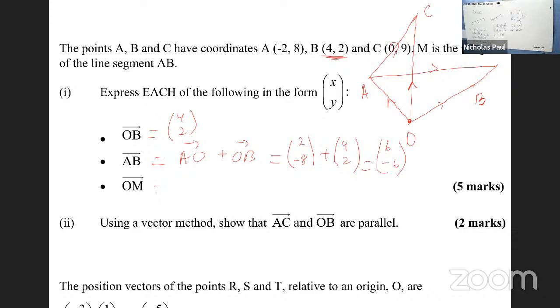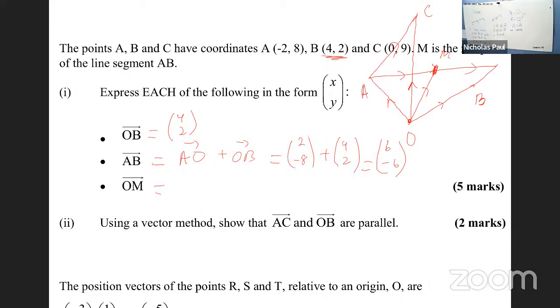Now, how do we get OM? M is the midpoint of AB, so let's pretend that's somewhere here. So how do we get OM? Draw a line from O to M. Right? Draw a line from O to M. So O to M is what?